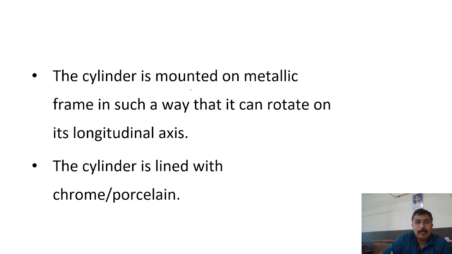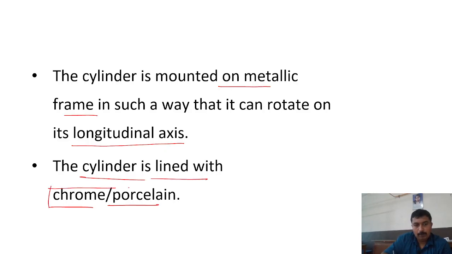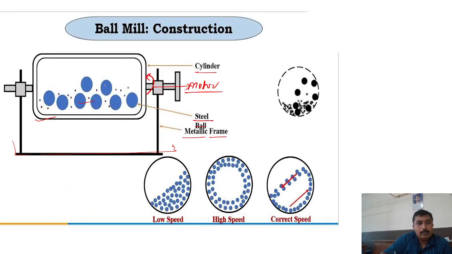The cylindrical drum, as we discussed earlier, is mounted on the metallic frame. It is mounted in such a way that it can rotate along its longitudinal axis. The inner wall of the cylindrical drum is lined with or coated with chrome or porcelain. What is the role of chrome or porcelain? This chrome or porcelain is coated on the inner wall of the drum. What is the role? Again, to avoid rusting.